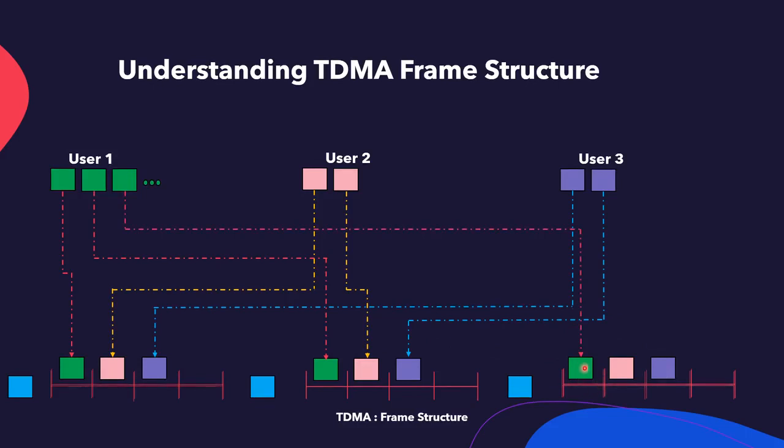The slot 1 will be given to user 1, slot 2 will be given to user 2, and slot 3 will be given to user 3. So this is how the frame will be transmitted in this TDMA system.